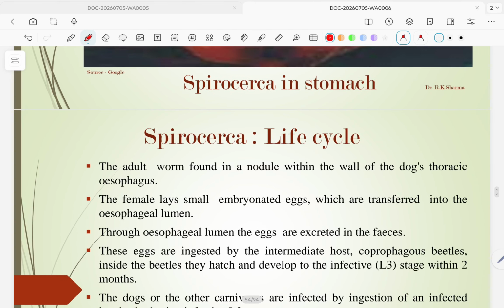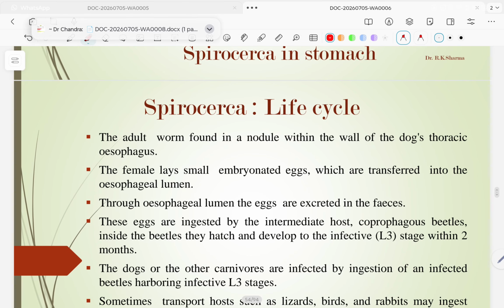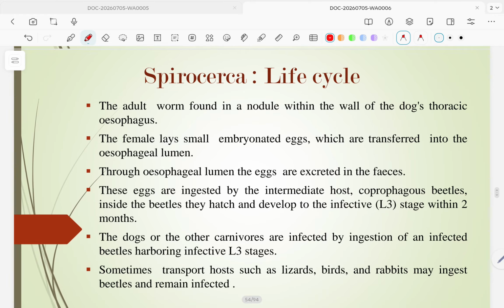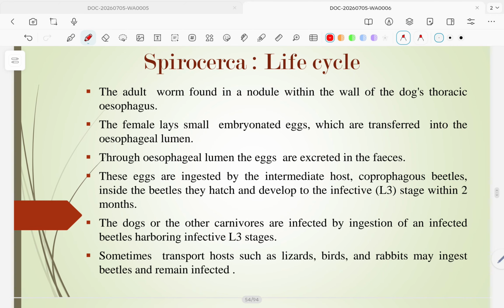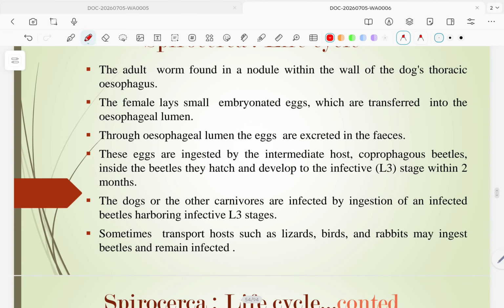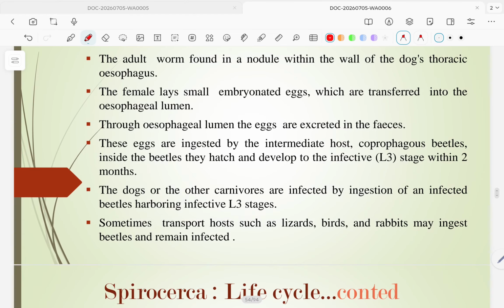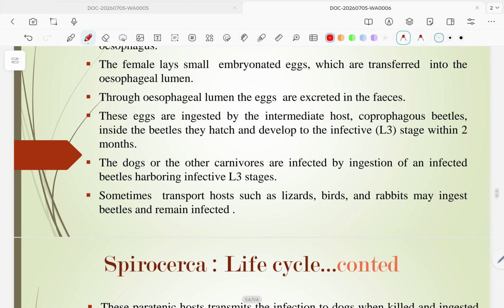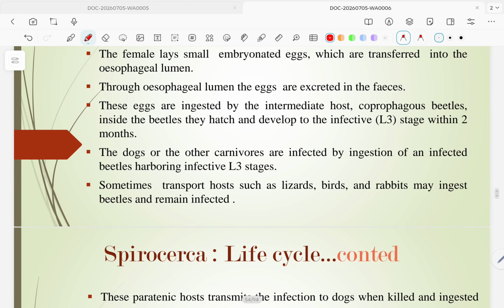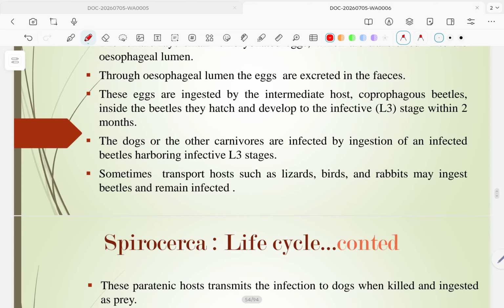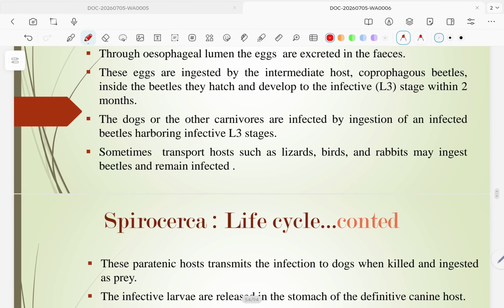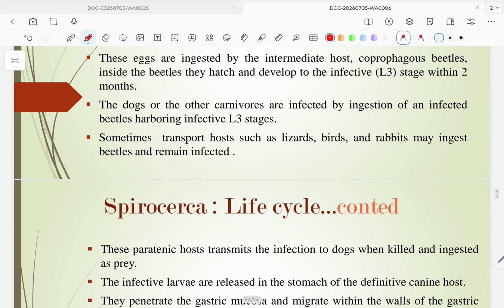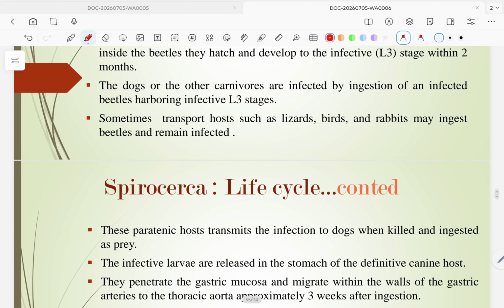Spirocerca life cycle. The adult worm is found in a nodule within the wall of the dog's thoracic esophagus. The female lays small embryonated eggs which are transferred into the esophageal lumen. Through the esophageal lumen, the eggs are excreted in the feces. These eggs are ingested by the intermediate host, coprophagous beetles. Inside the beetles, they hatch and develop to the infective L3 stage within 2 months. Dogs and other carnivores are infected by ingestion of an infected beetle harboring the infective L3 stage.